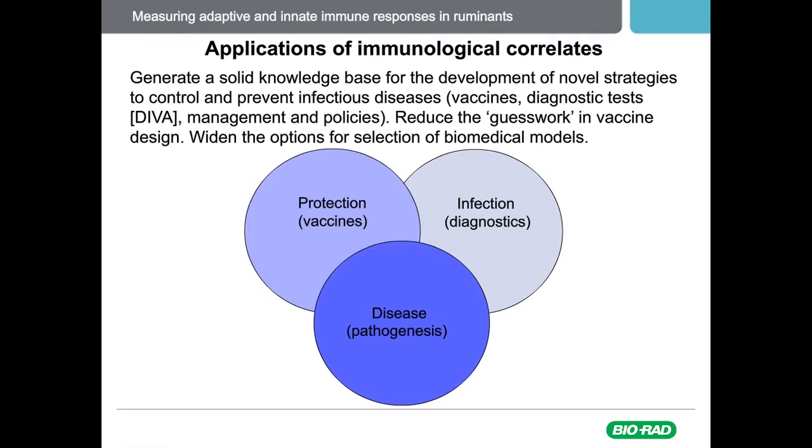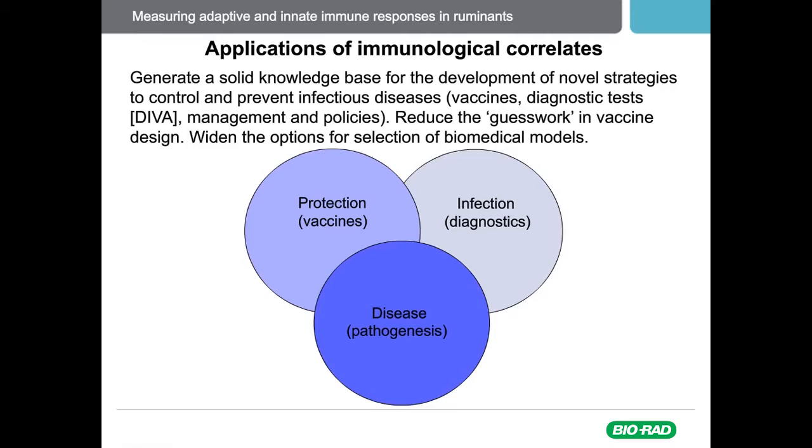The other thing that this allows us to do is to widen the option of our selection of biomedical models for human diseases. So there are some situations where utilizing small laboratory rodents may not be ideal. That might be for longitudinal studies or for using animals that are larger, and in which case that might be the case that we can use our livestock species.